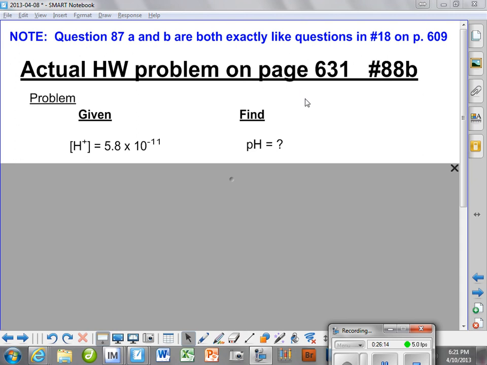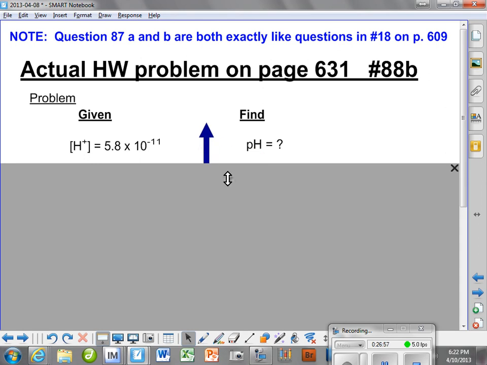Okay, here's my last example, and this will be the last thing on this recording. I want you to note that question 87, A and B, are both exactly like question number 18. However, the actual homework problem on page 631, 88B, gets into an area that you haven't had yet, so I really felt it necessary to show you how this works. You're given a hydrogen ion concentration of 5.8 times 10 to the minus 11. Notice this is not a 1. That's where the problem comes in. And you're supposed to find the pH.